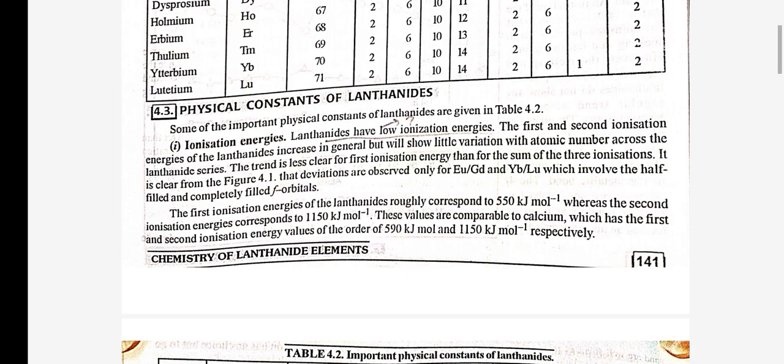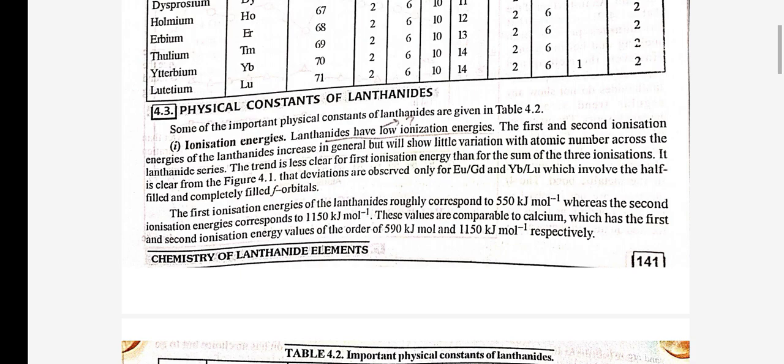Some of the important physical constants of the lanthanoids are ionization energy. Lanthanides have low ionization energy. The first and the second ionization energy of the lanthanides increase in general but show little variation with the atomic number across the lanthanide series. The trend is less clear for the first ionization energy than for the sum of three ionizations. It is clear that the deviations are observed only for europium, gadolinium, and ytterbium, which involve the half-filled and completely filled f orbitals.